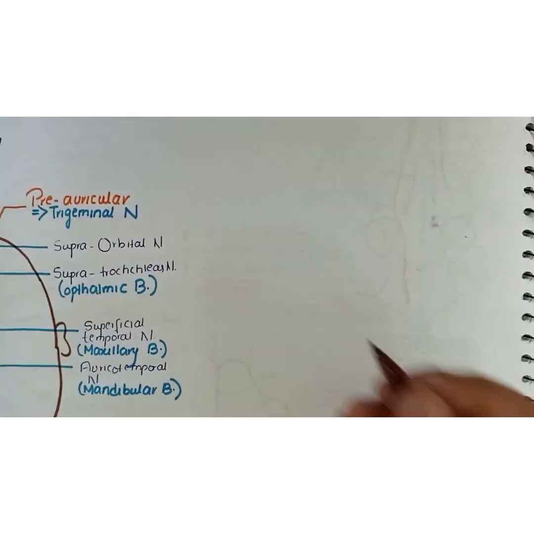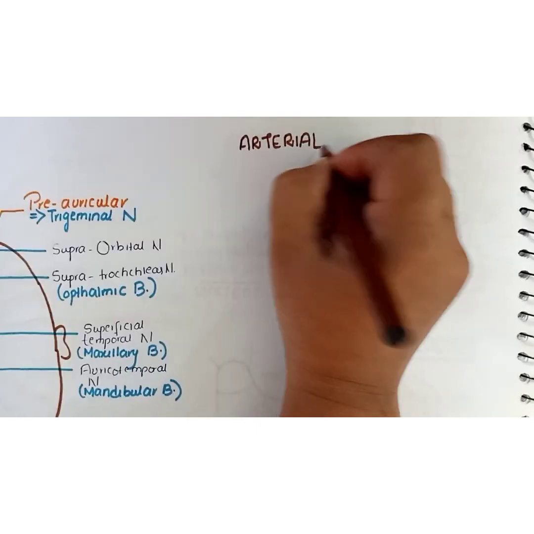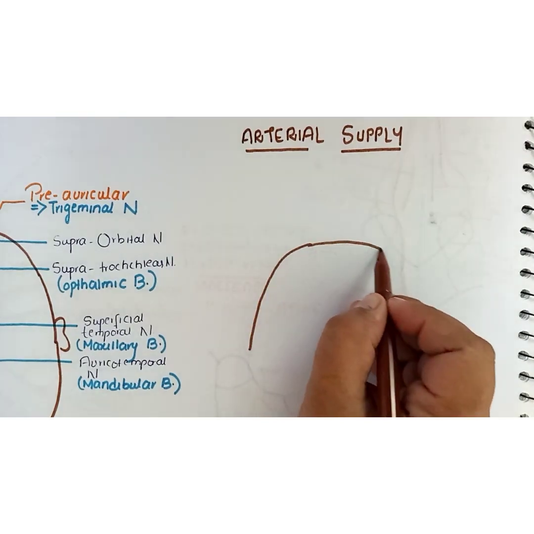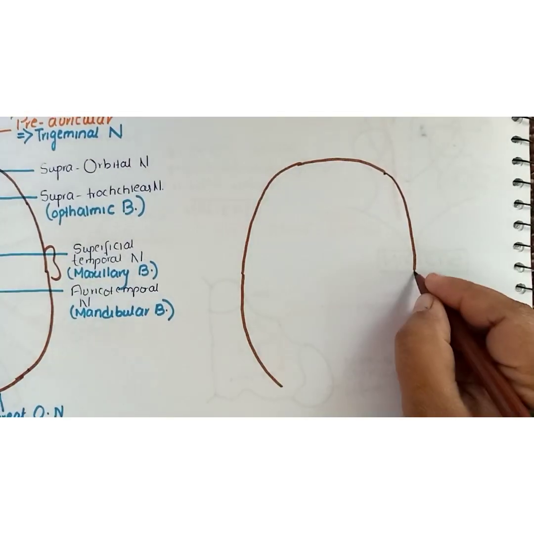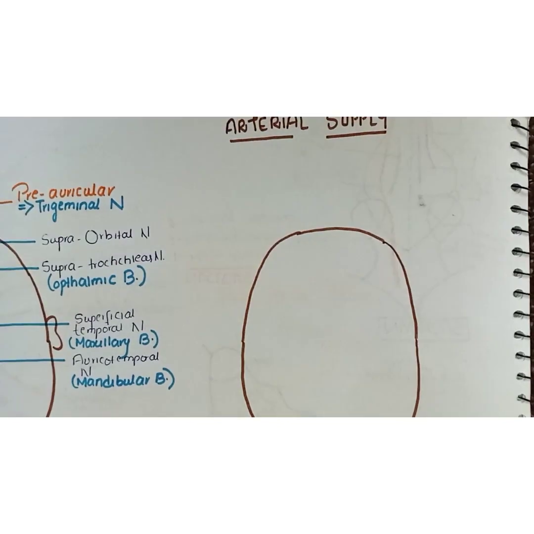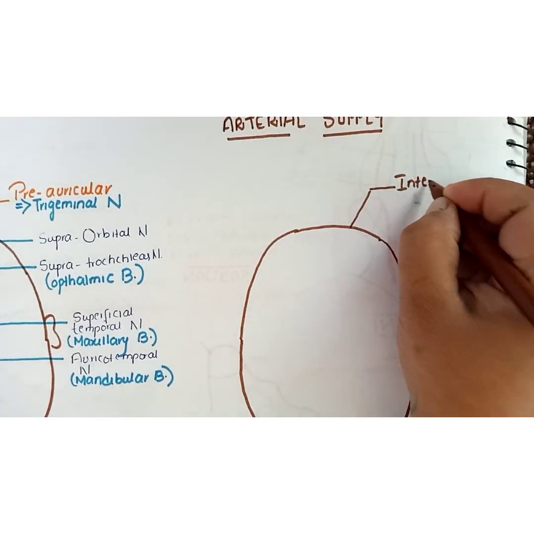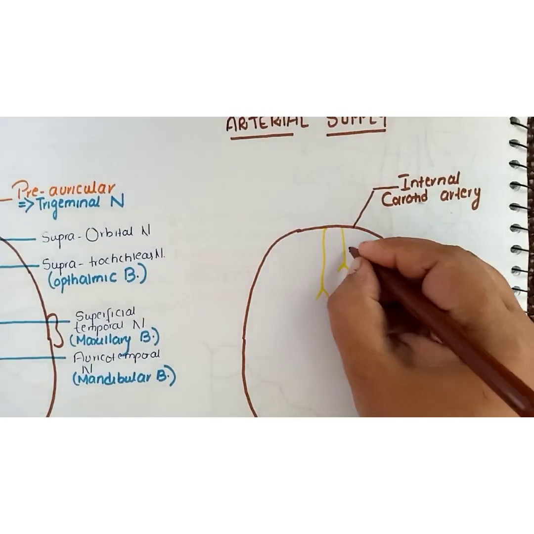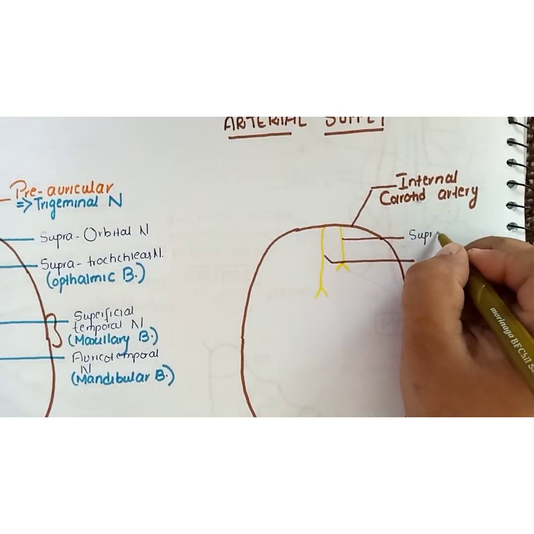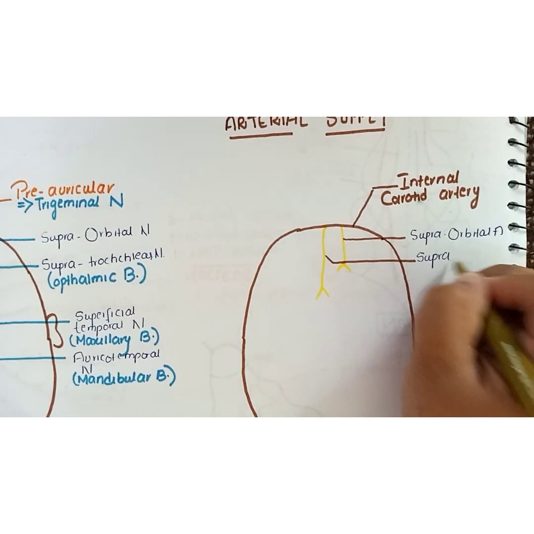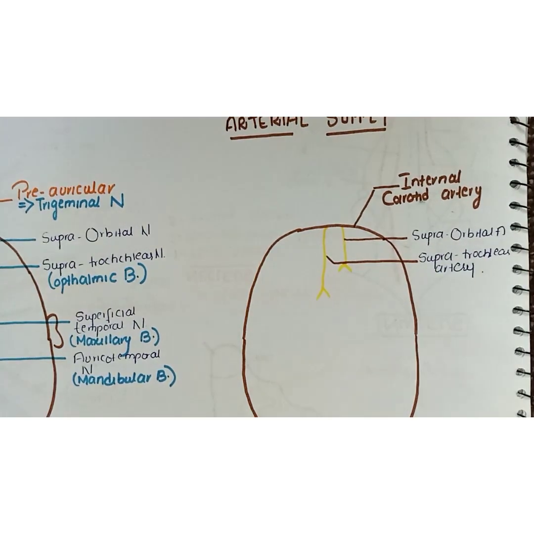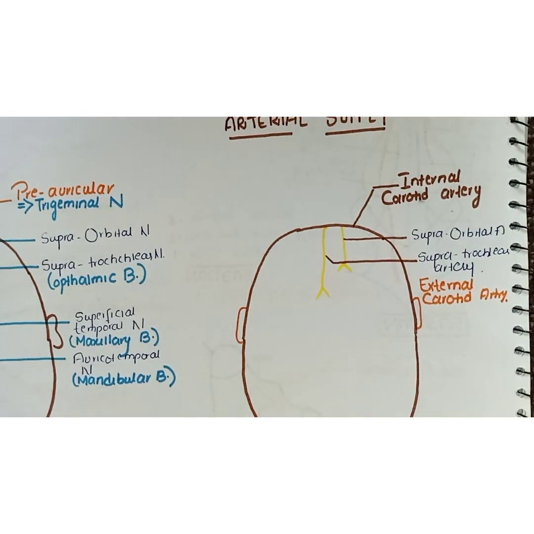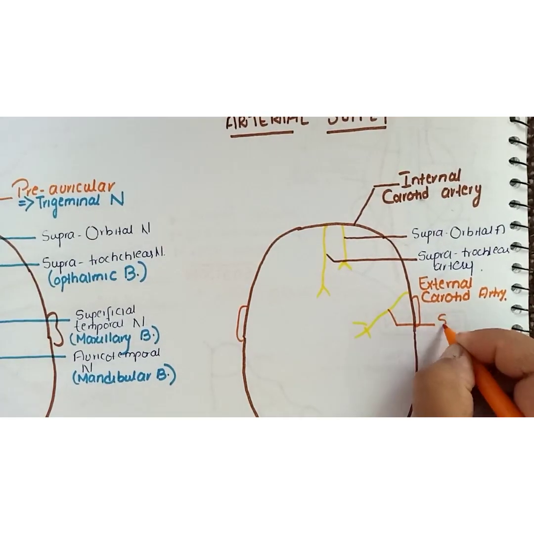Now I will explain about the arterial supply of the scalp. Again, here is the sketch of the scalp, preauricular and the postauricular. And the forehead area of the scalp is supplied by the internal carotid artery. The supraorbital and the supratrochlear branches of the internal carotid artery, and apart from the forehead, the whole scalp is arterially supplied by the external carotid artery.